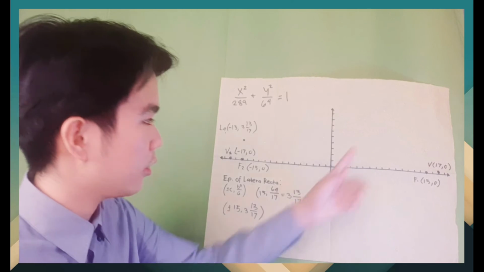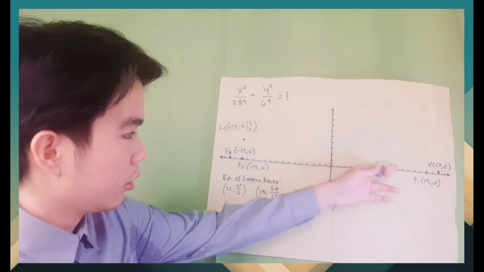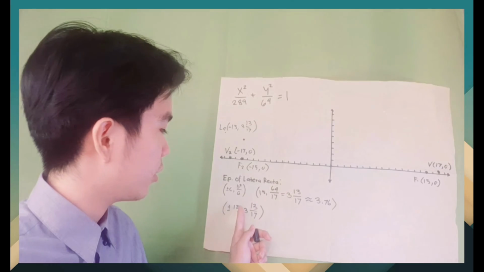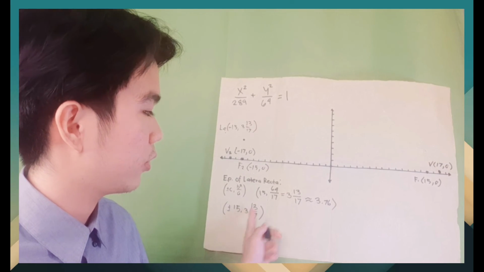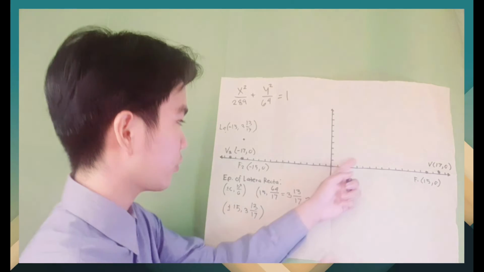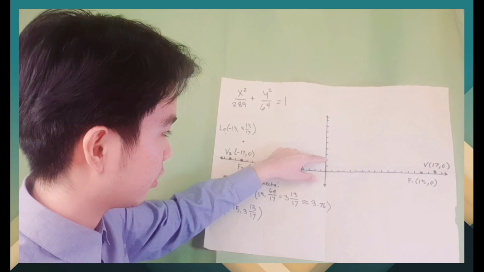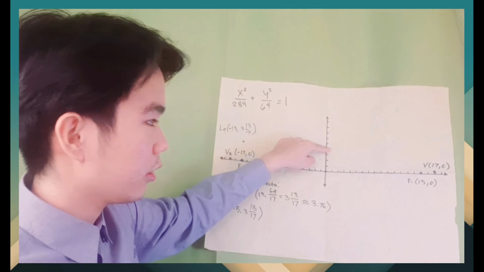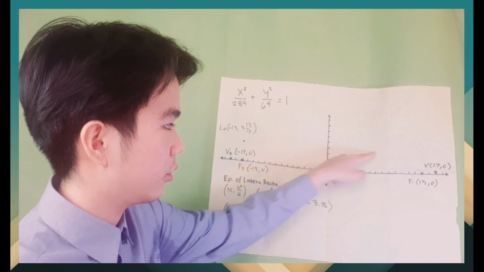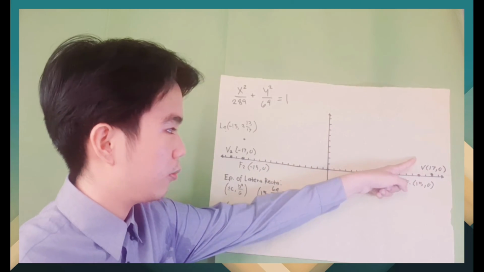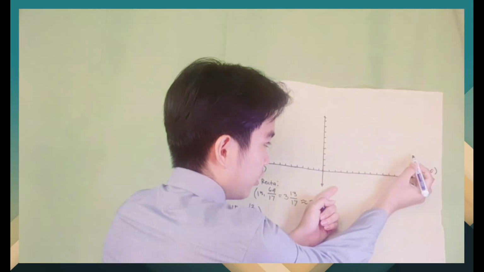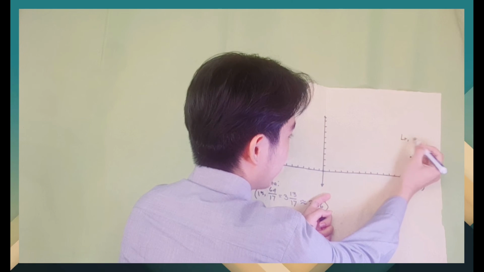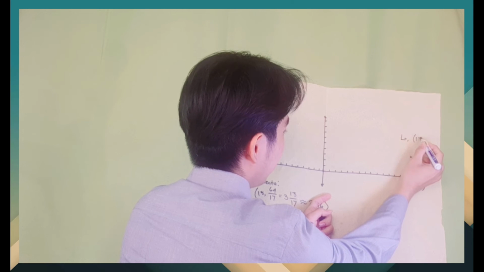So let's find the LR1. The LR1 will be at positive 15 and approximately 3.76. So 3.76 is approximately right here, and then the positive 15 is right here. So we can point this right here. The LR1 is at (15, 3.76).